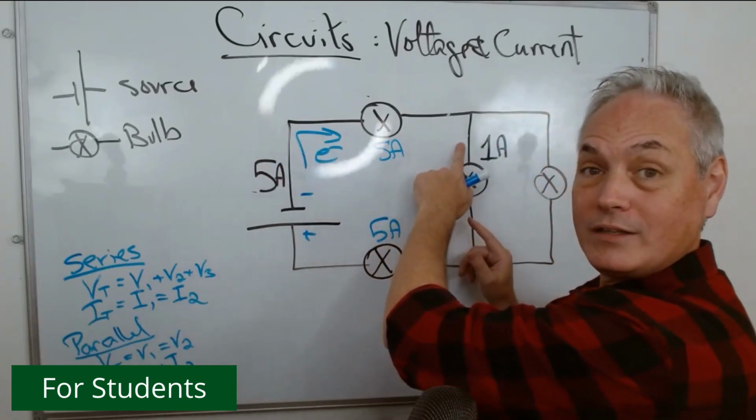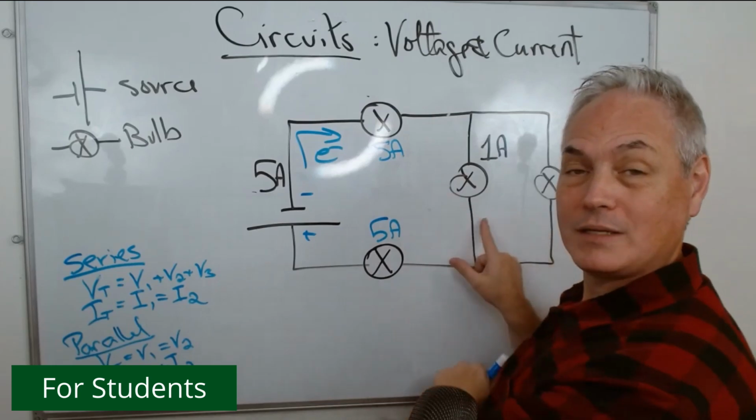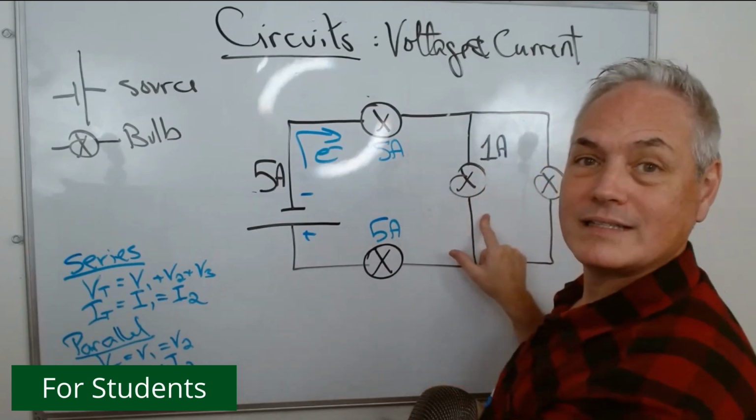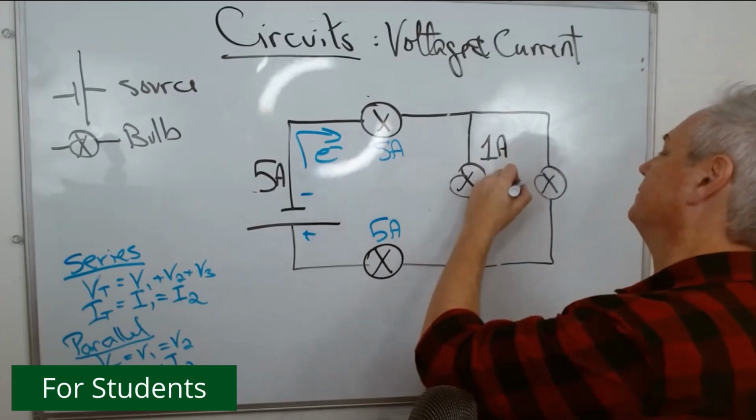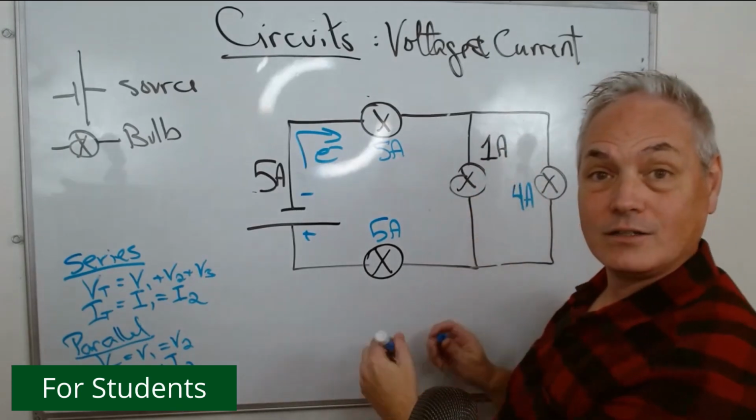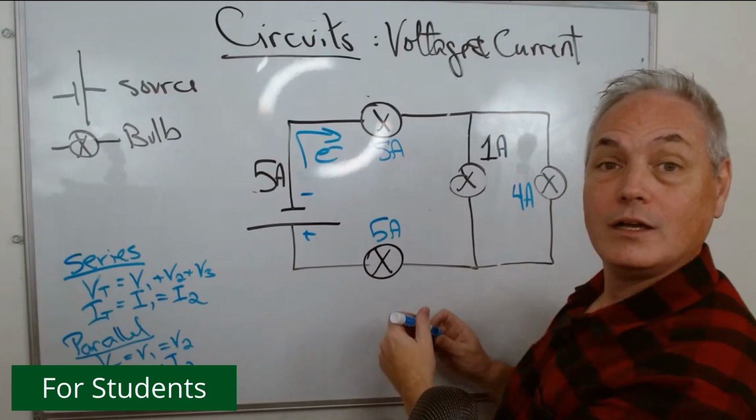Now, when we get to the intersection, we have 2 different paths. That means that if one of the parallel segments has 1 amp, all the other ones will go to the next one. And here we have 4 amps going for the last bulb.